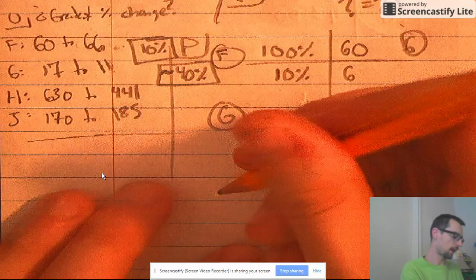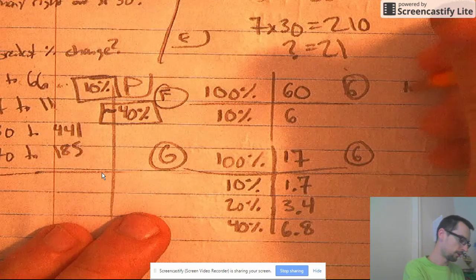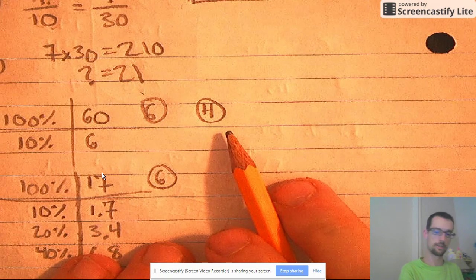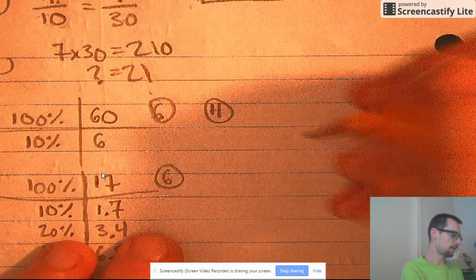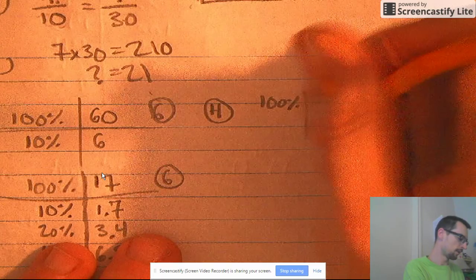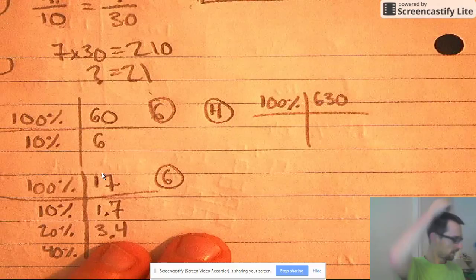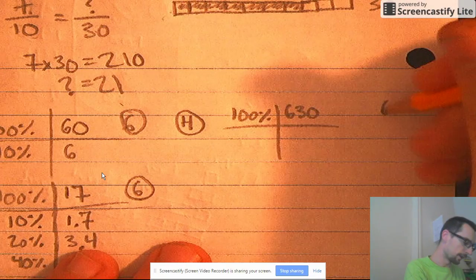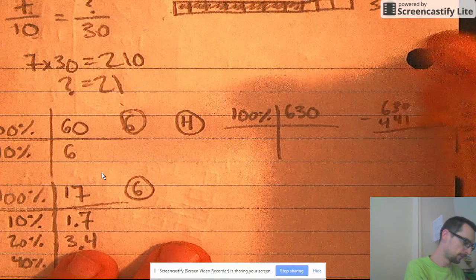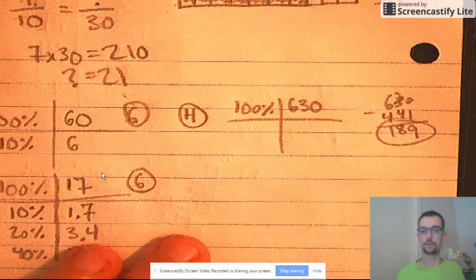All right, answer choice H. Let's try that one out. I'm going to write it over on this side because I have room on my paper there. Answer choice H, now I moved it so you can't see it. It started out at 630, so 100% is 630. It ended up at 441, so I've got to do my difference real quick. What is my magic number? My magic number is 189. That's what I'm trying to get to.